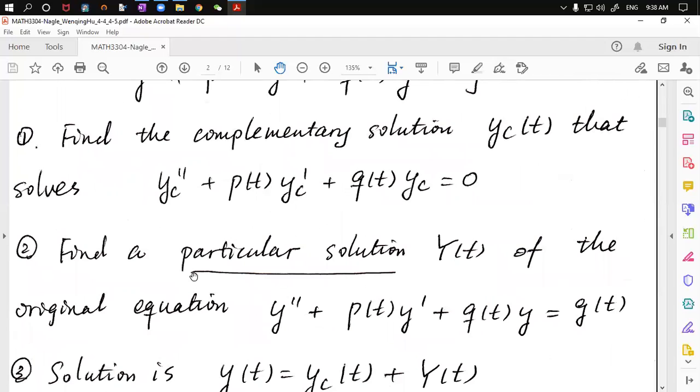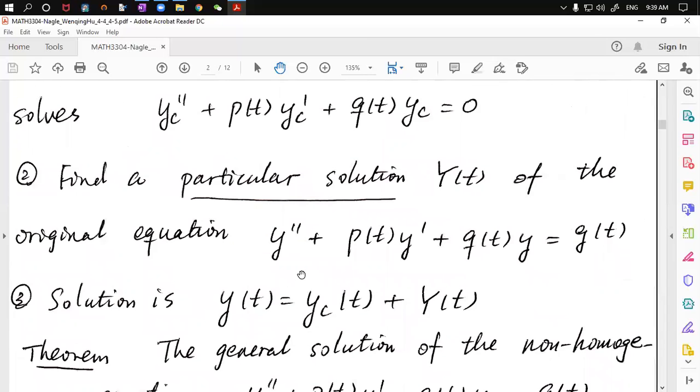Now then, you want to find a particular solution, capital Y, of the original equation. By original equation, I mean the original non-homogeneous equation. Let's say you can find a particular solution of this original non-homogeneous equation. Then the general solution of this non-homogeneous equation consists of two parts. One part is the complementary solution, which is the general solution to the homogeneous equation. The other part is a particular solution of the non-homogeneous equation.